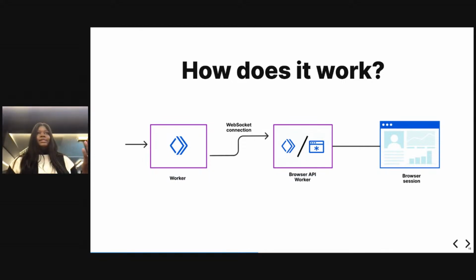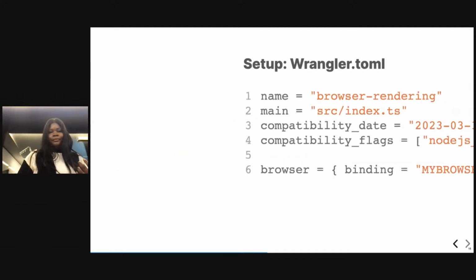And then the browser is returned. The connection between the browser and Cloudflare Workers uses WebSocket connections. Once a WebSocket connection is established, the browser API that we built, which is the thing you see in the middle, handles all the communication between the Worker script and the browser session.